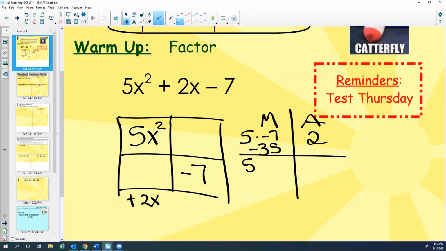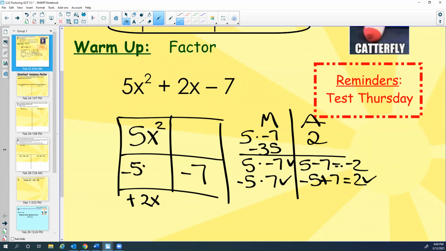Well, 5 times negative 7 is negative 35. 5 minus 7 equals negative 2. Well, if I flip that to be negative 5 times positive 7, that still works on the left side. And negative 5 plus 7 works on the right-hand side as well. So those are going to be the two numbers that I need, negative 5x and positive 7x.